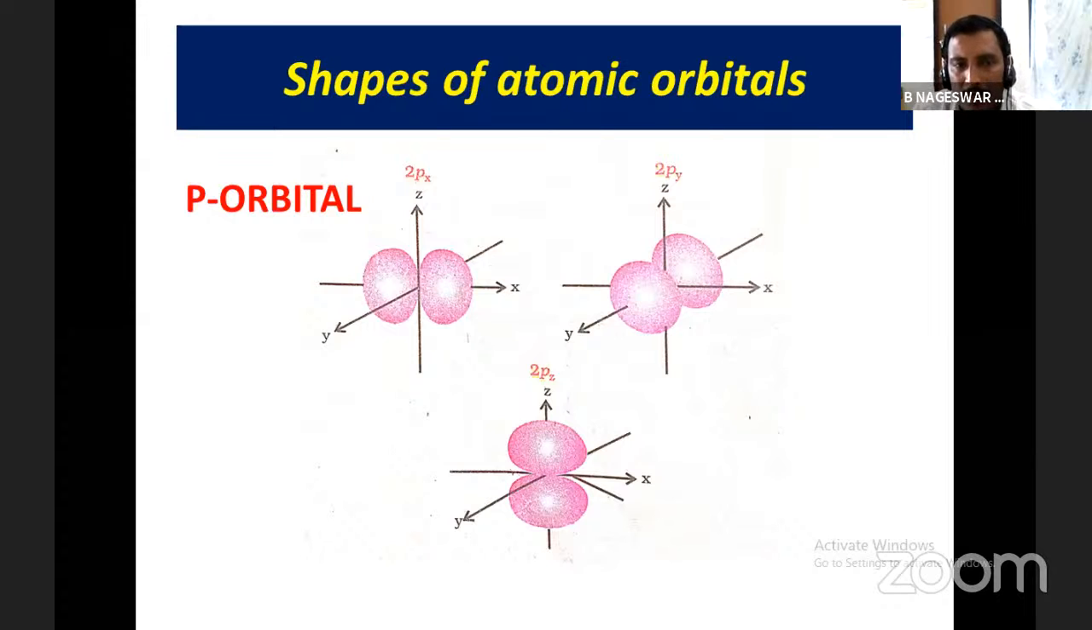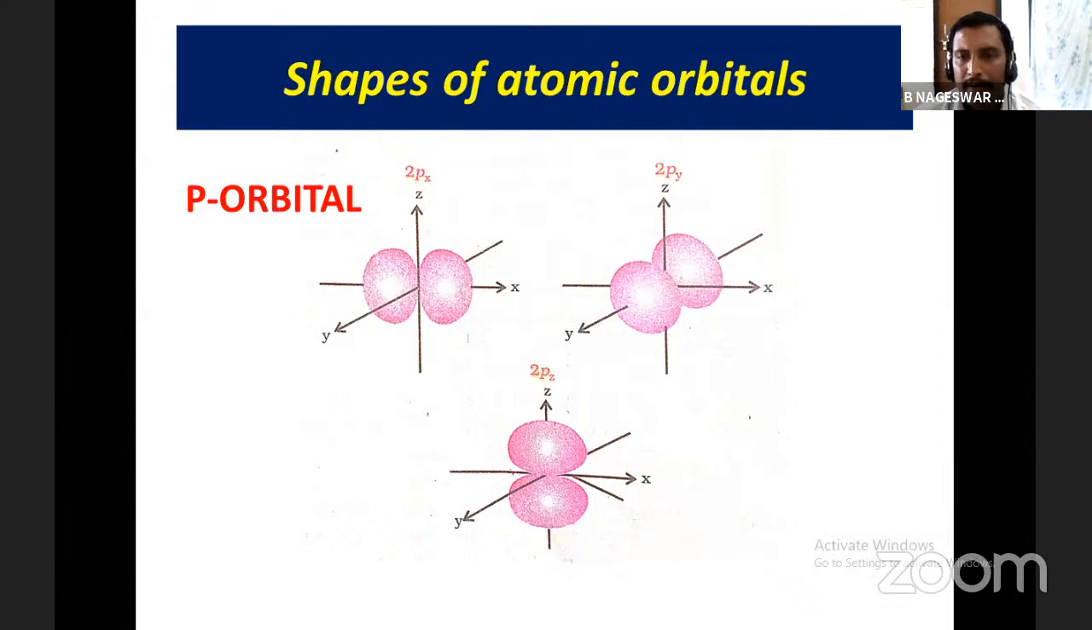What is the shape of the p orbital? Dumbbell shape, children. It is simply a dumbbell shape. If the dumbbell is present on the x-axis, then it is px. If the dumbbell is present on the y-axis, it is py. If the dumbbell is present on the z-axis, it is the pz orbital.